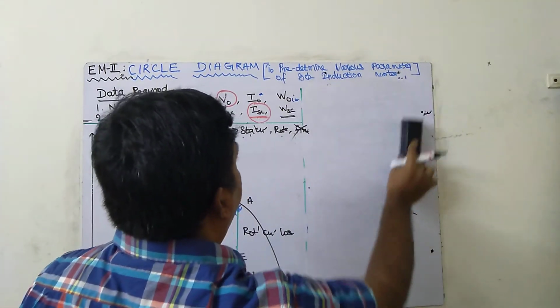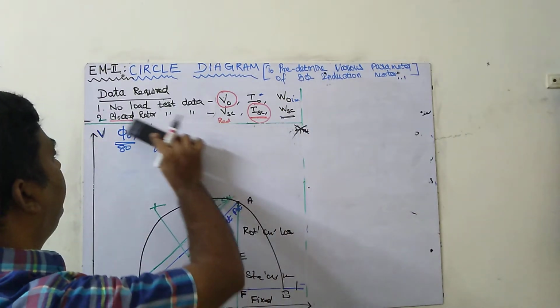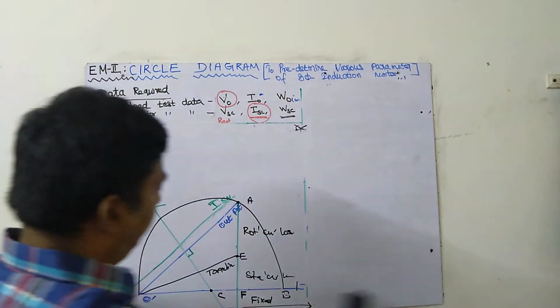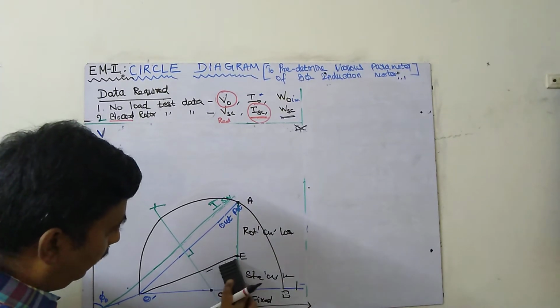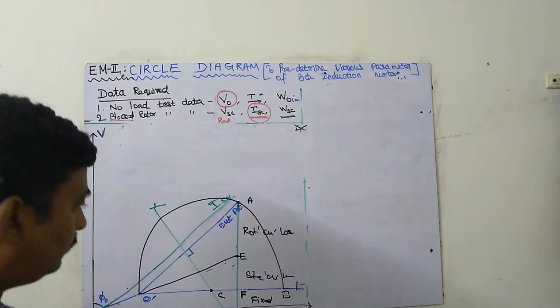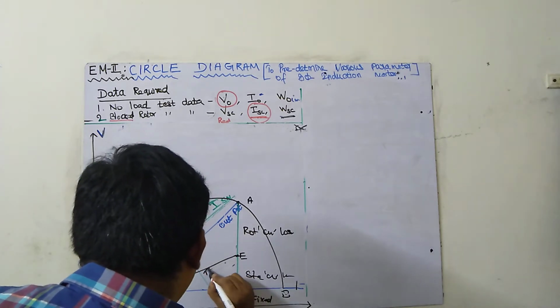Okay, you have located the point E, and after locating the point E, what we have done, I have joined the line. This line is called, what is the name of the line? Torque line. This is a very important line, torque line. This is torque line.